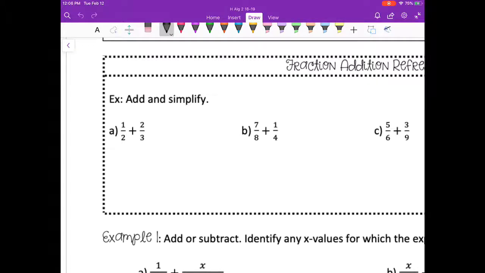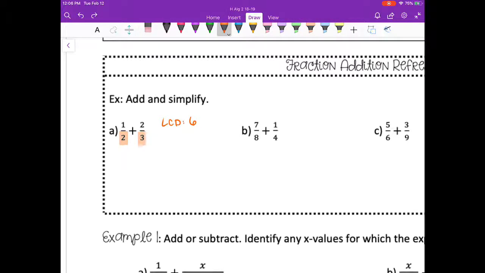So in example A, as we add and simplify, we look for first our common denominator, our least common denominator. Our denominators right now are 2 and 3. They share no common factors, so our LCD is just going to be 6, right? Which often we can find by just multiplying our two denominators together. So 2 times 3, we get 6.